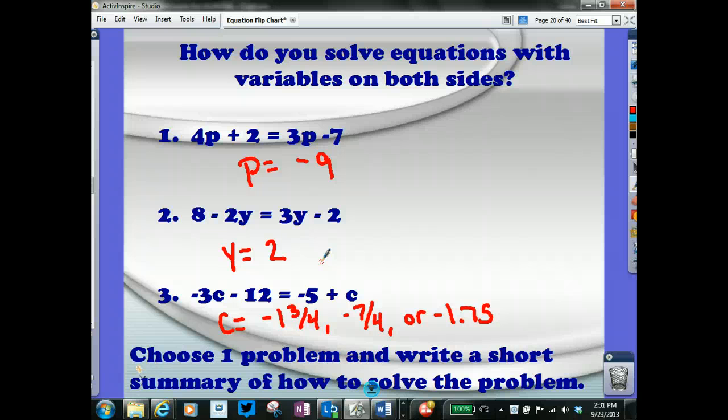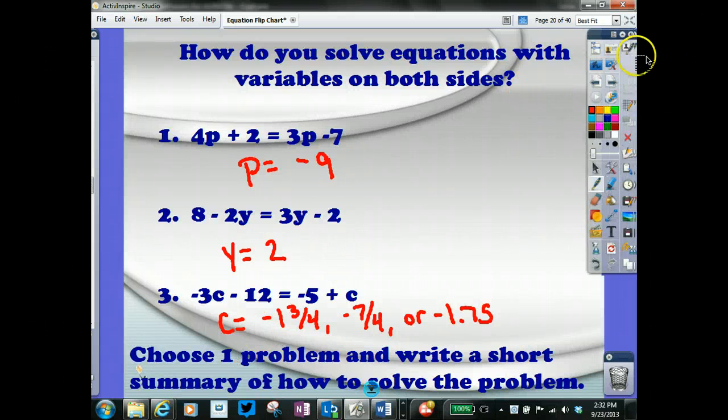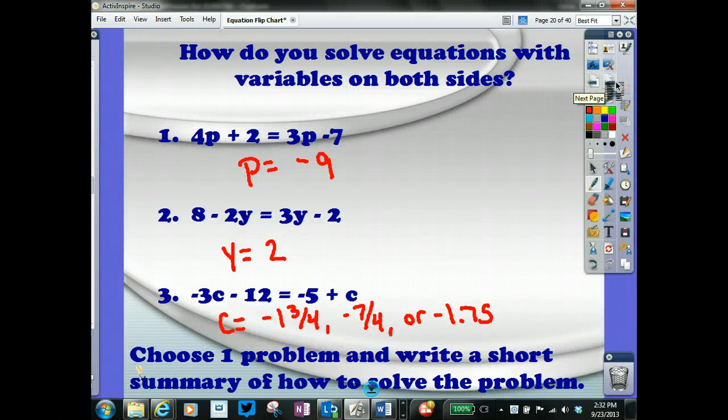But what I want you to do now, you're going to choose one problem. It could be from any of the practice, and write a short summary of how to solve the problem. It doesn't have to be a page long, but I do want nice sentences explaining how you do the problem step by step. And I will want to look at these tomorrow, so make sure you do a good job and be specific.